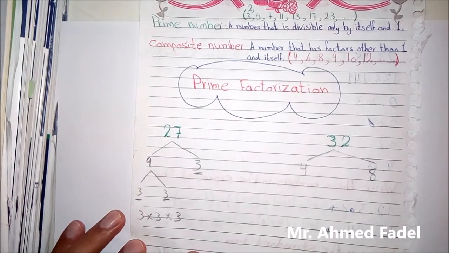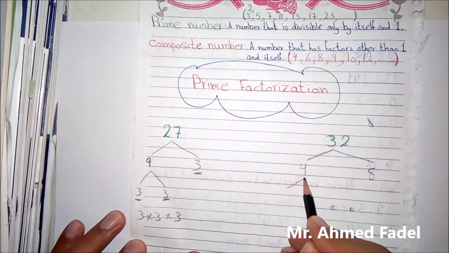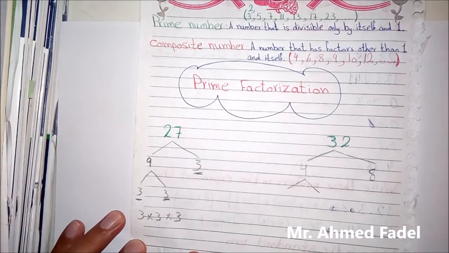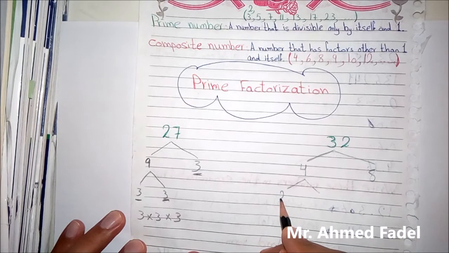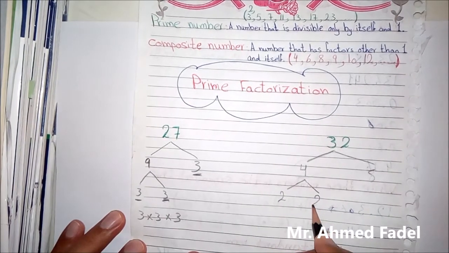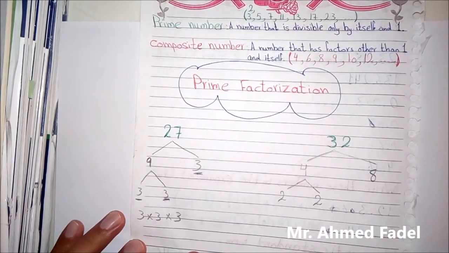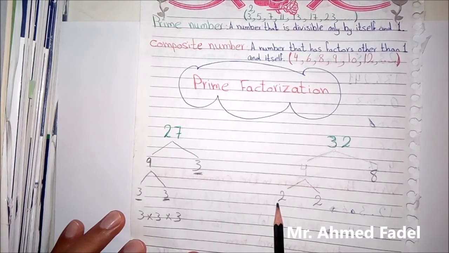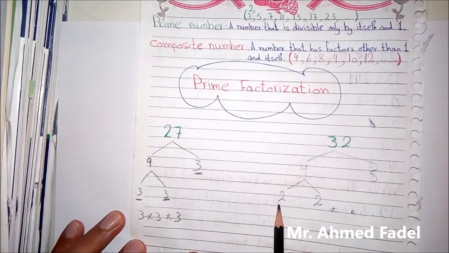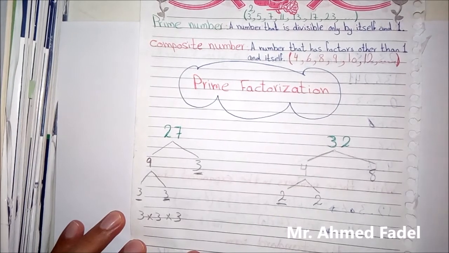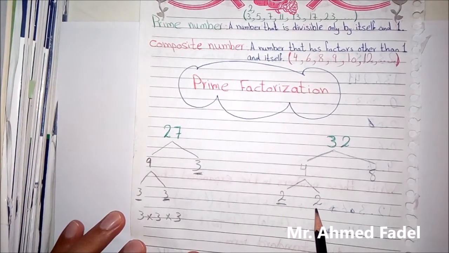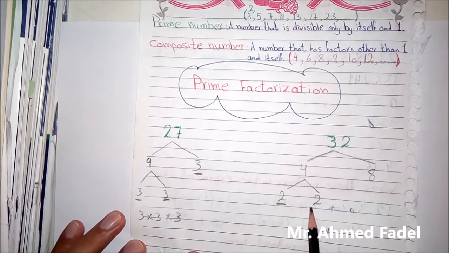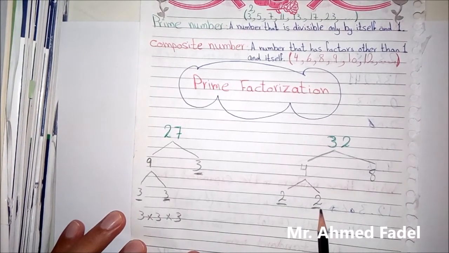Then, who's going to help her? Jumana. Jumana said that the 4 here is not a prime number, so I need to factorize it. And she said that the 4 is going to be 2 times 2. And then she continued saying, the 2 here, I cannot do anything to it, so I'm going to underline it. And the other 2 we have here, I cannot do anything to it as well, so I'm going to underline it.